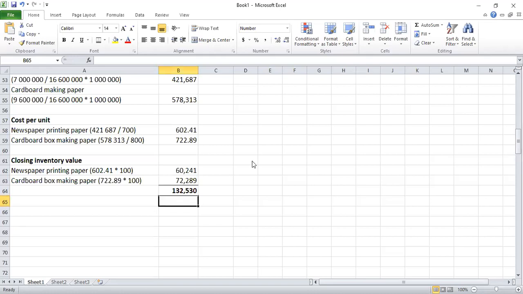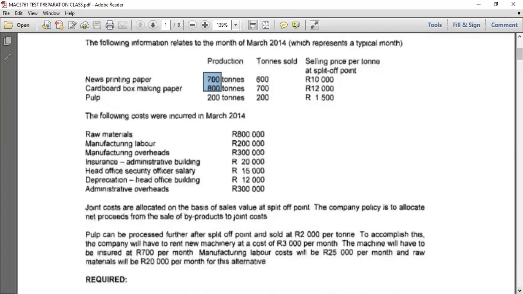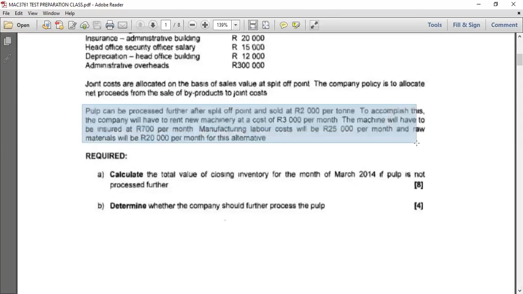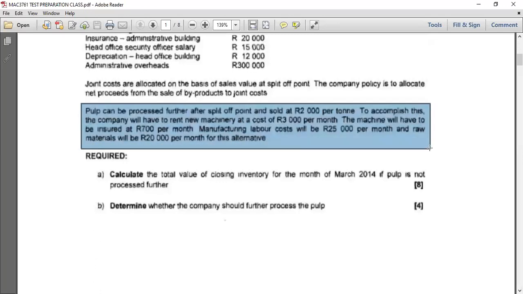Then the second part is now on relevant costing, which we also did. They said pulp can be processed further after split off point and sold at 2,000 per ton. To accomplish this, the company will have to rent new machinery at a cost of 3,000 per month. The machine will have to be insured at 700 per month. Manufacturing labor cost will be 25,000 per month, and raw materials will be 20,000 per month for this alternative.